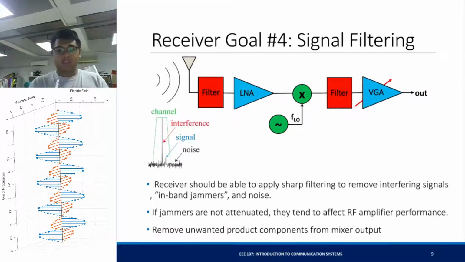Next is filtering. Why do we need to filter the signal? I've shown you this before. Using a filter reduces the noise power at the input. And not just the noise, the filter actually rejects any external signal that is bothering our communication. So the receiver should be able to apply sharp filtering to remove any interfering signals, maybe in-band jammers, noise. If they are not attenuated, they tend to affect the performance of your amplifier.